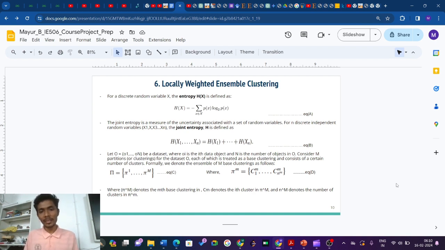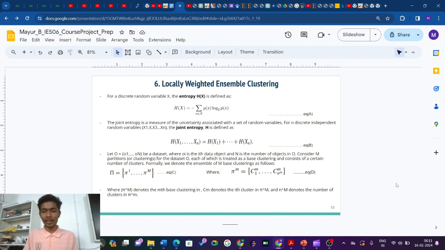So if we have n discrete independent random variables x1, x2, x3, then their sum will be given by the joint entropy, whose mathematical formula is given in equation B. Now, when it comes to ensemble clustering, we have many different base clusterings. These base clusterings are very similar to the base models that we have seen in the previous slides. So in equation C, pi 1, pi 2, pi 3, etc. represent the base clusterings, and capital M shows the number of base clusterings. Within each base clustering, there is a different set of clusters, which are represented by C1m, C2m, C3m, etc. in equation D.